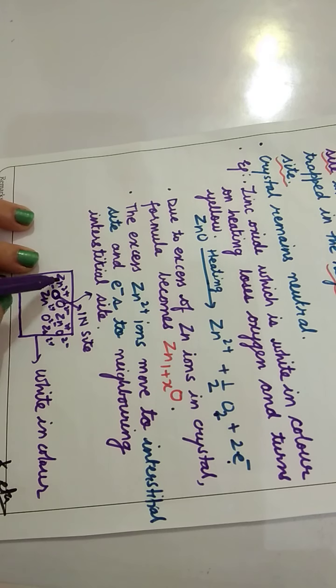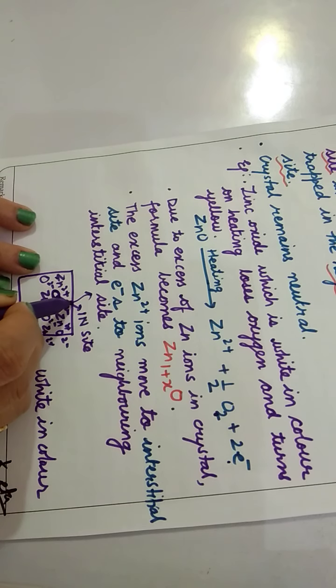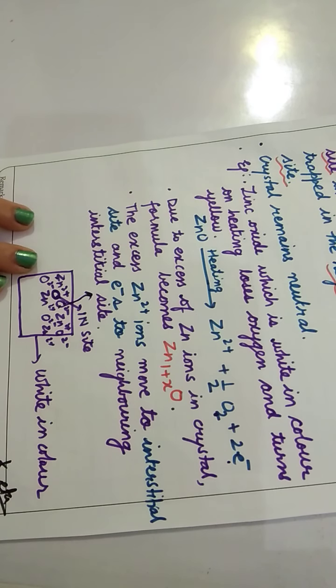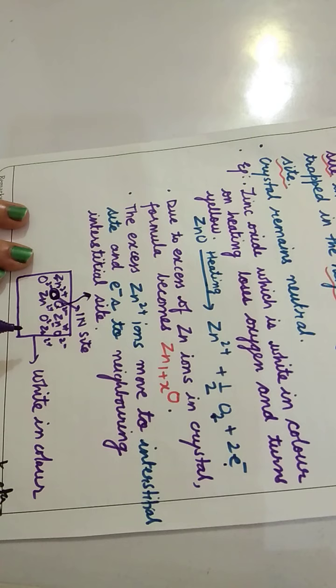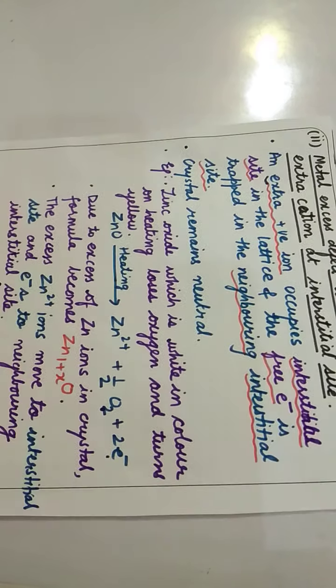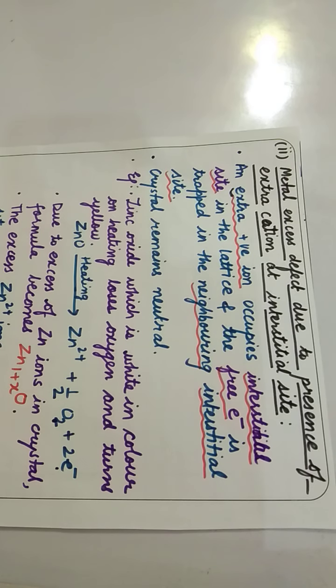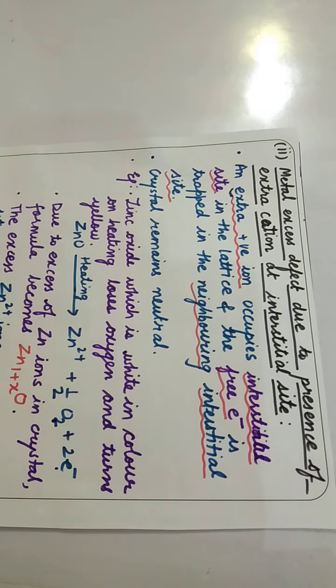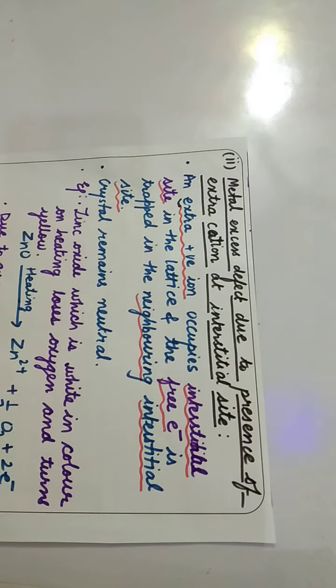So there is a balance. Already there was a balance between positive and negative ions. So when this negative ion moves out, positive becomes more. So what happens? This positive ion moves to the interstitial site. So this effect is known as metal excess defect due to presence of extra cation at interstitial site. So when it moves, what will happen? The crystal will remain neutral. Due to this, the crystal will remain neutral.